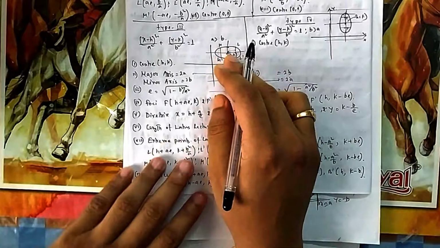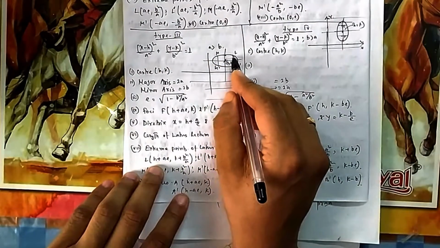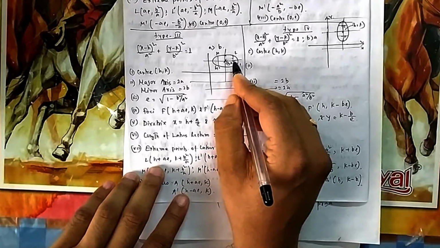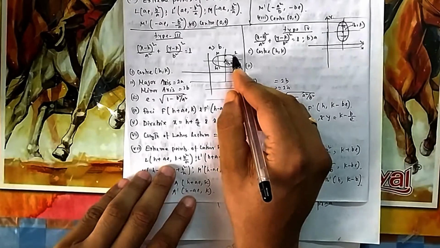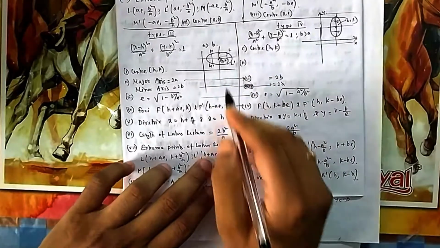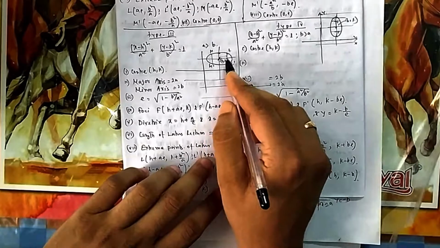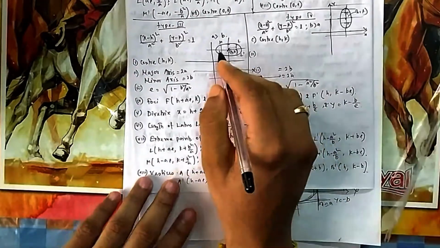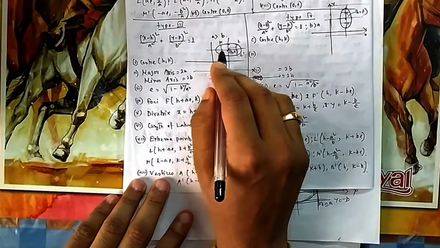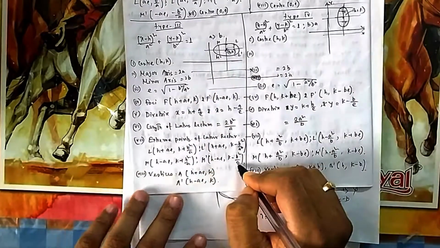Length of the latus rectum is 2b square by a. Extreme points, it was ae comma b square by a, so it will be h plus ae comma b square by a plus k, because it is already at k height, so plus b square by a. Another one will be h plus ae, and then b square by a will be deducted, k minus b square by a. This side it is h minus ae. If you go upper, then it will be plus. If you go lower, then it will be minus.